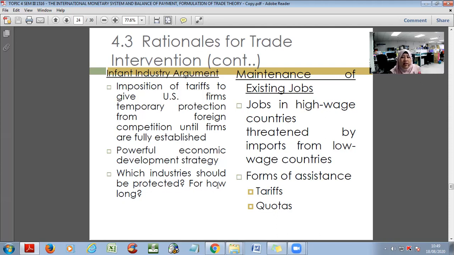Jobs in the high wage country are threatened by the imports from the low wage country. So most probably for the jobs in a high wage country, they give more wages. If you realize in Malaysia itself, there are more foreign workers like Bangladeshi, Indonesian, Nepalese, Myanmar coming to Malaysia, because they are being paid well here compared to in their low wage country, so they have to migrate to another country. I'm not saying that we are a high wage country, but compared to their country, we are giving more. So that's why they migrate here in order to search for income.